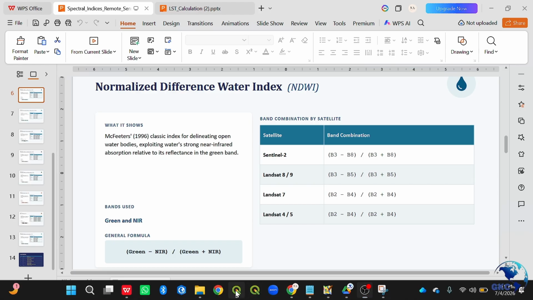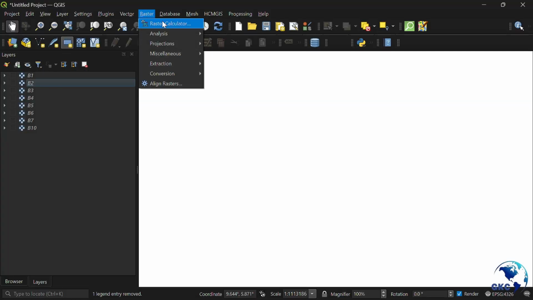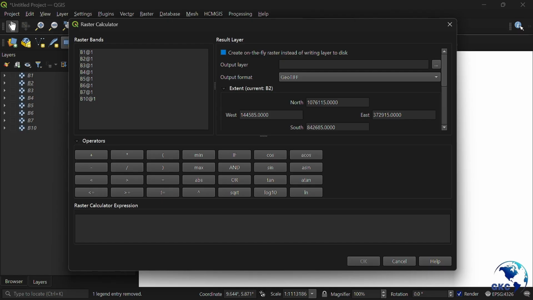Let's quickly get straight into it, not to waste time. Band 3 minus band 5, bracket close, divided by bracket open, band 3 plus band 5, bracket close, and the NDWI, run.